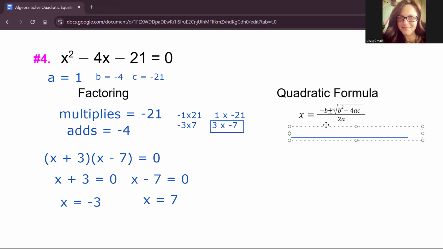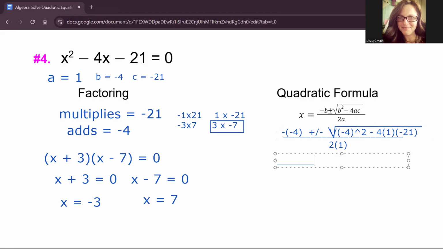And we'll substitute into our quadratic formula. The negative is part of the formula, and then B is negative 4, plus and minus the square root of negative 4 all squared minus 4 times A, where A is 1, times C, which is negative 21, all divided by 2 times A, where A is 1. We'll fill in the square root. That's all under the square root. And we'll simplify under the square root.